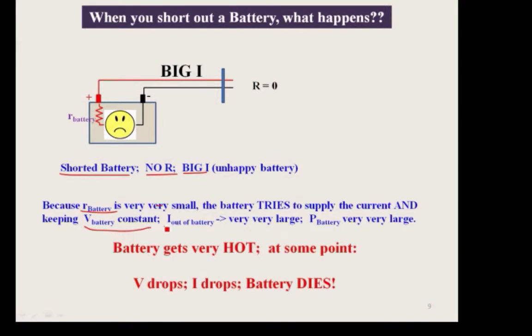So the I out of the battery is very, very large, and so the power that is being put out or dissipated inside the battery is very, very large. So what happens? The battery gets very hot. At some point, the high temperatures cause damage, and the voltage drops, the current drops, and we would say that the battery dies. In reality, you take a car battery, and suppose by accident you do this. If you can break this circuit quick enough, you won't damage the battery. You may have to recharge it, but you won't damage it. If you leave it shorted, it's a disaster.